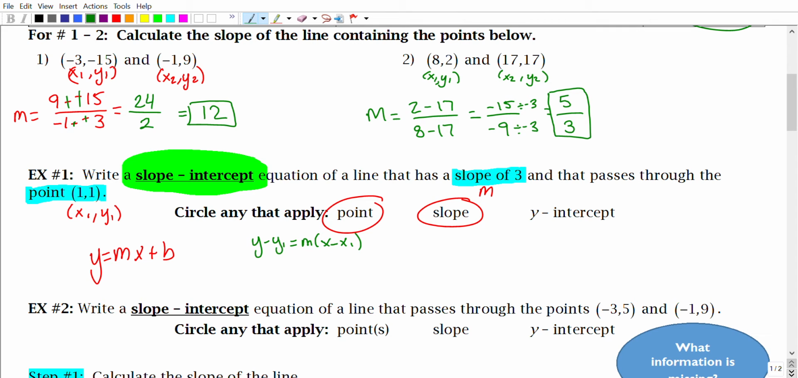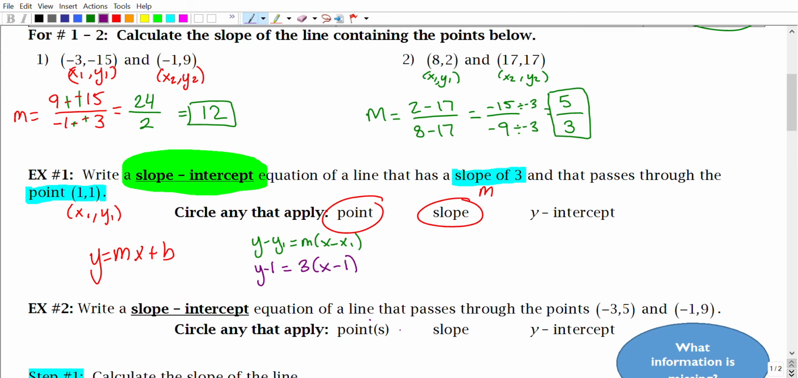Okay, I'm going to start with the point slope form first. Why? Again, because I'm given a point and a slope. From there, I'm going to go ahead and go to slope intercept form. But let's do this first. So what do I get? If I substitute in my values, I have y minus, well, my y1 is a 1, equals, my slope here is a 3, x minus, again, my x1 is also a 1. So what do you guys think we do from there?